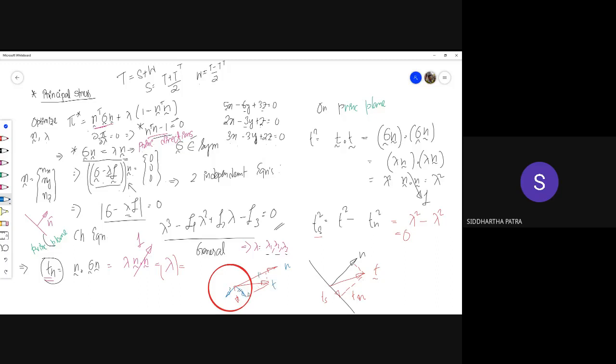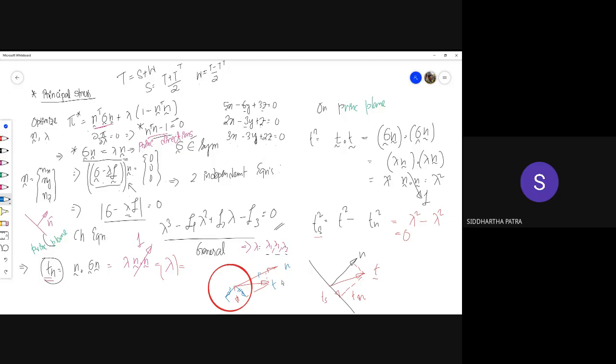Okay, now of course one part is normal, the other part, the combination of the two in-plane directions, is actually shear. Now that combination of two in-plane directions, which is the shear, turns out to be zero on a principal plane.